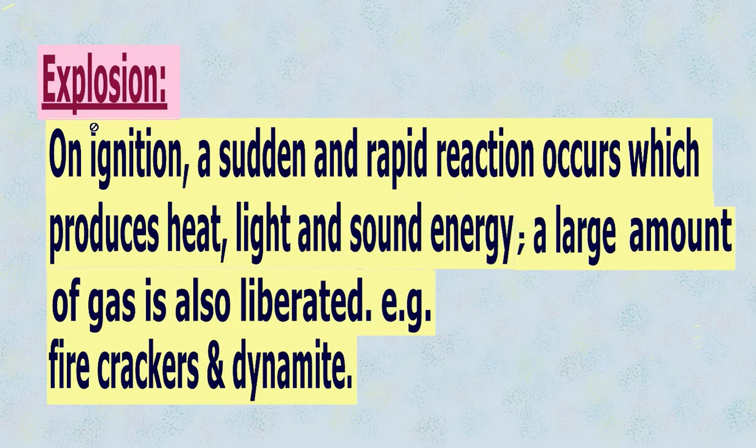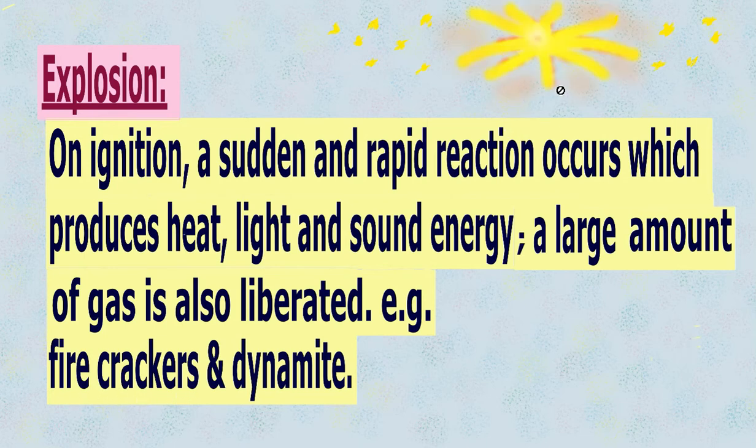Next kind of combustion is known as explosion. What happens in explosion? On ignition, a sudden and rapid reaction occurs which produces heat, light and sound energy. A large amount of gas is also liberated. So what are the examples of explosion? Firecrackers and dynamite explosions. As we burst firecrackers during Diwali or on other occasions as well.